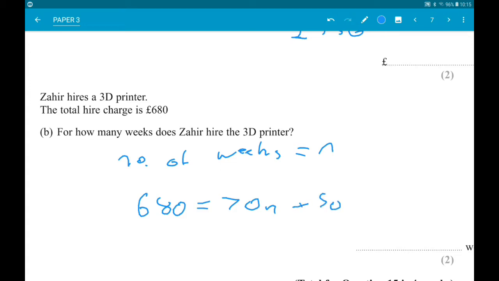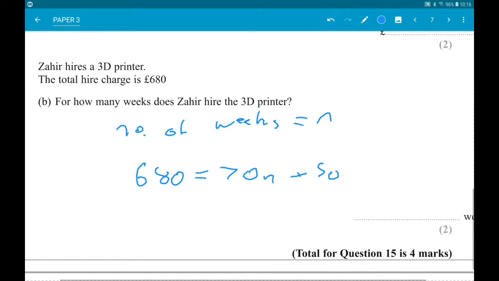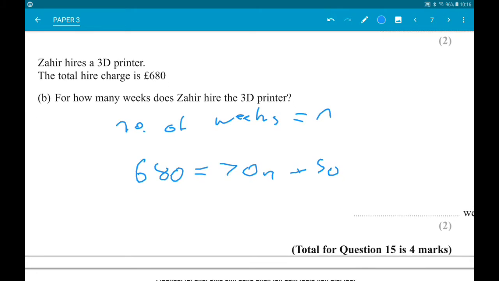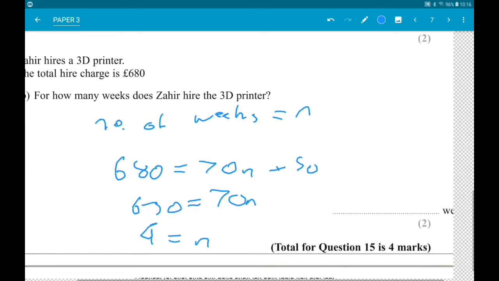Now we want to solve this for n. So we're going to subtract 50. So we get 630 is 70n. And then we divide through by 70. So we get 9 is equal to n. So it's 9 weeks.